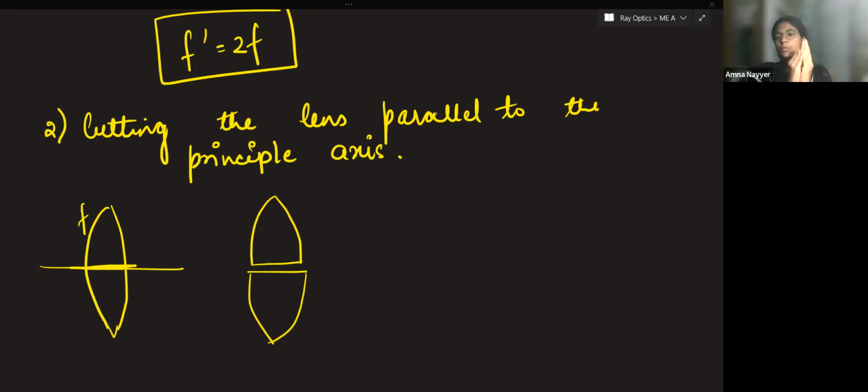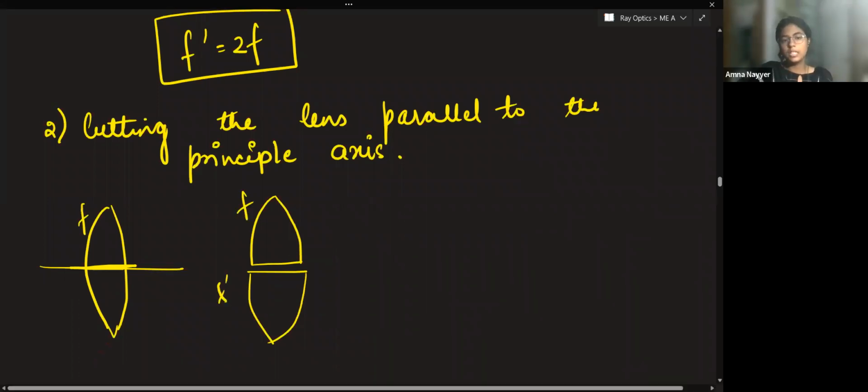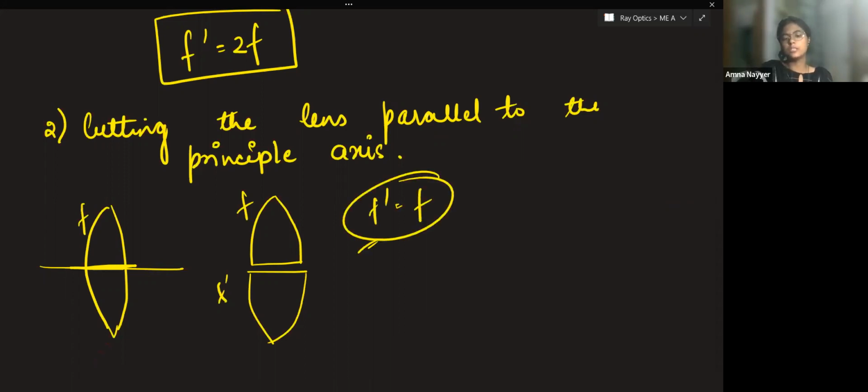What happens to the focus when it is completely intact and when the lens is converted into half? Now see here, you don't have to worry because focus remains the same. So here F dash is equal to F. There's no change in the focus.